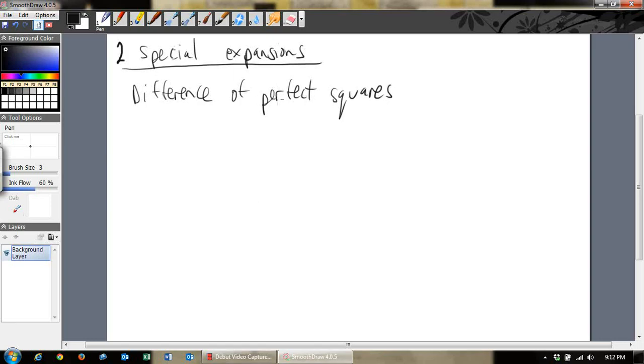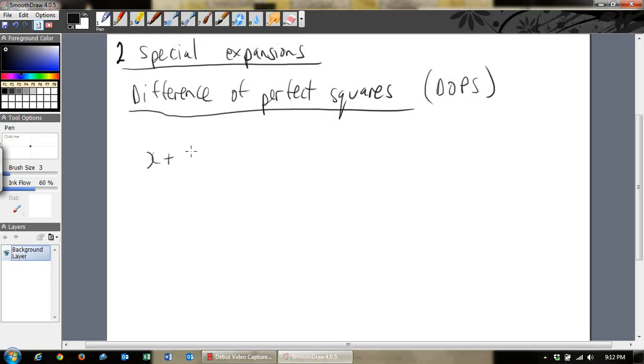Okay, so get used to this. Difference of perfect squares, also known as DOPS. In your textbook it'll also be called difference of two squares, so DOTS, but I've always known it as DOPS, so there you go. Let's just have a look at this.